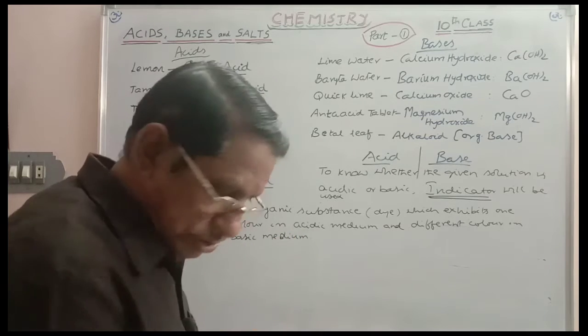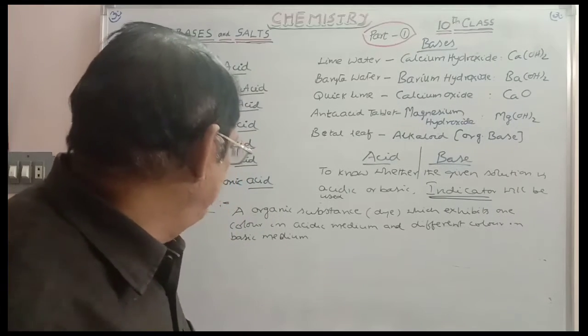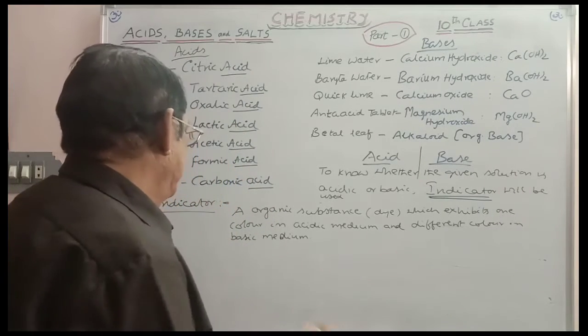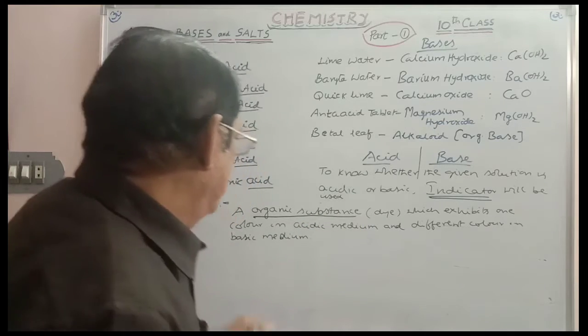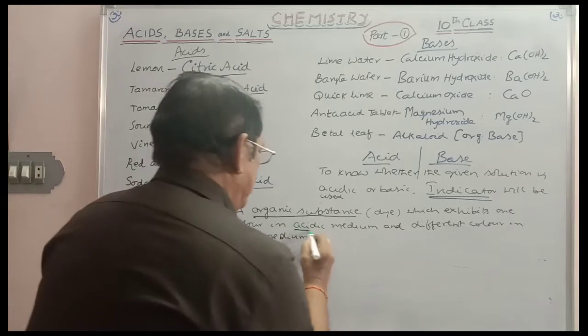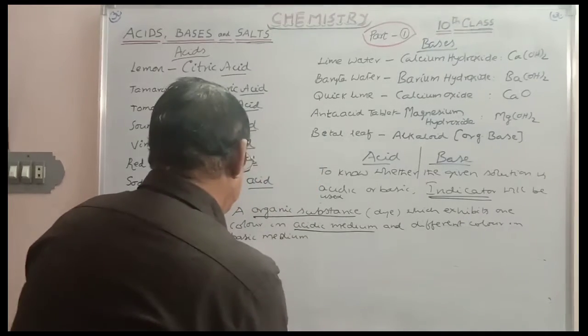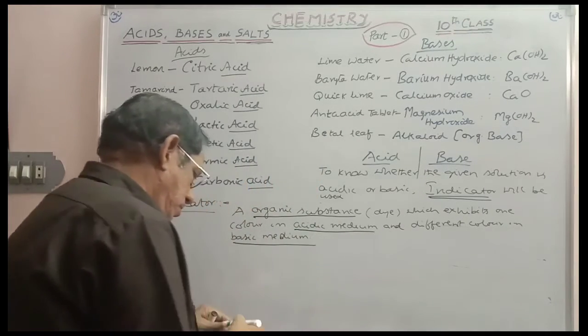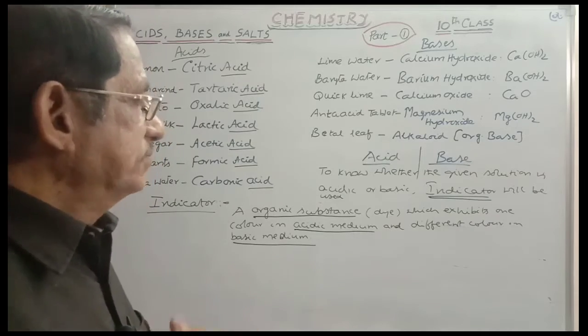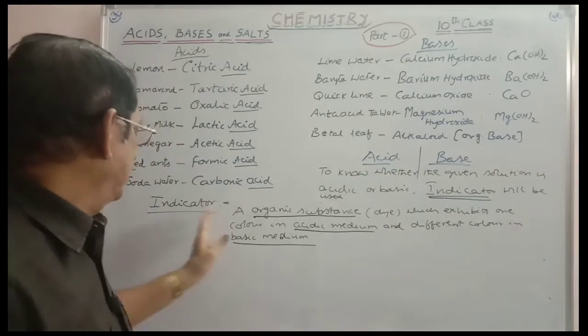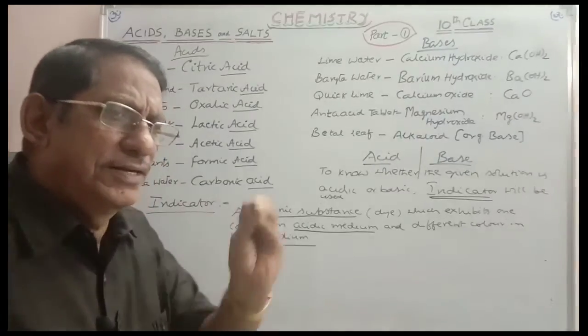So, this is the definition of indicator. It is an organic substance, don't forget. One color in acidic medium and a different color in basic medium. And that is why we are able to recognize whether the solution is acidic or basic. Right? This is the indicator. All the indicators are organic.